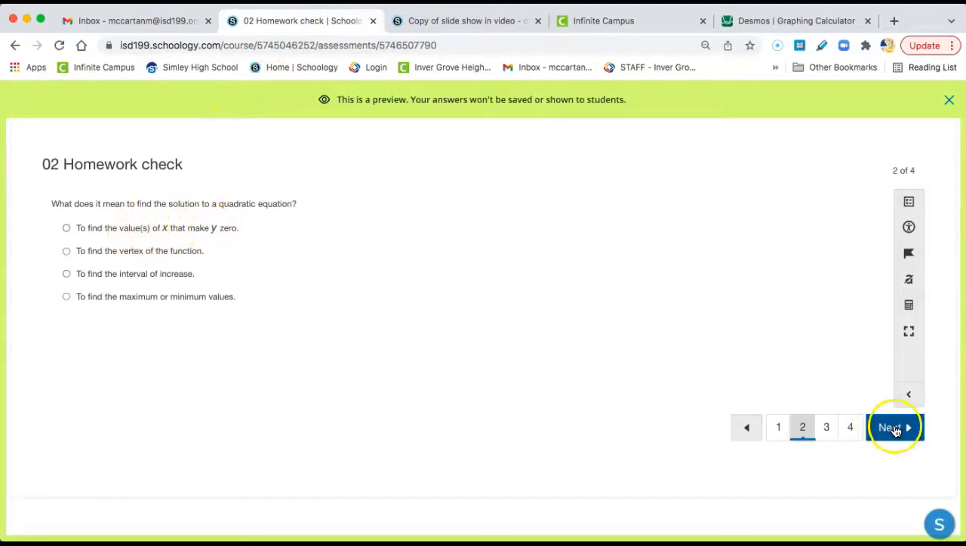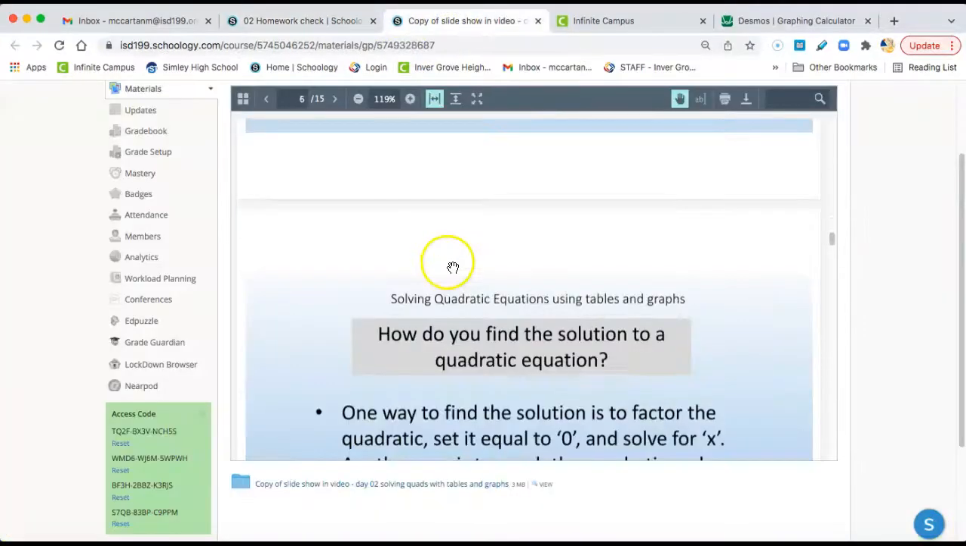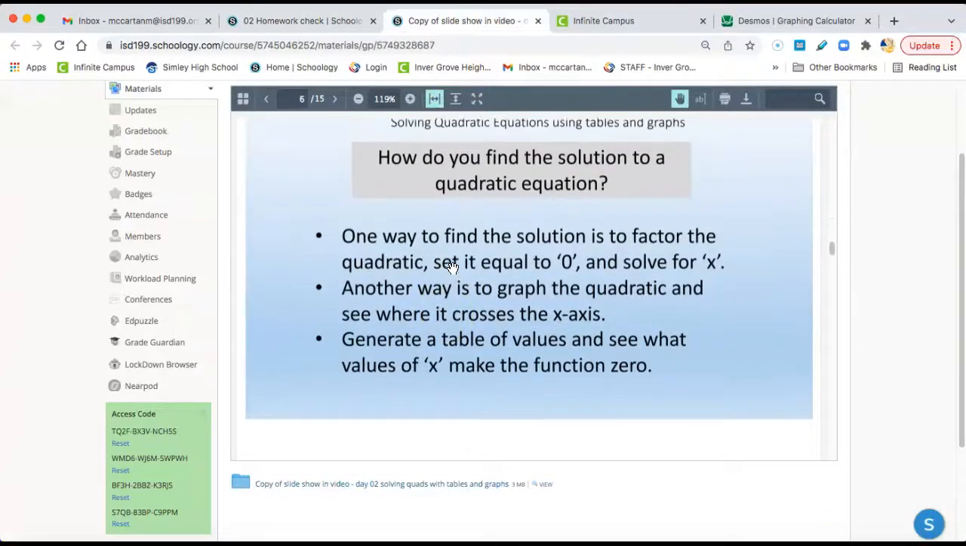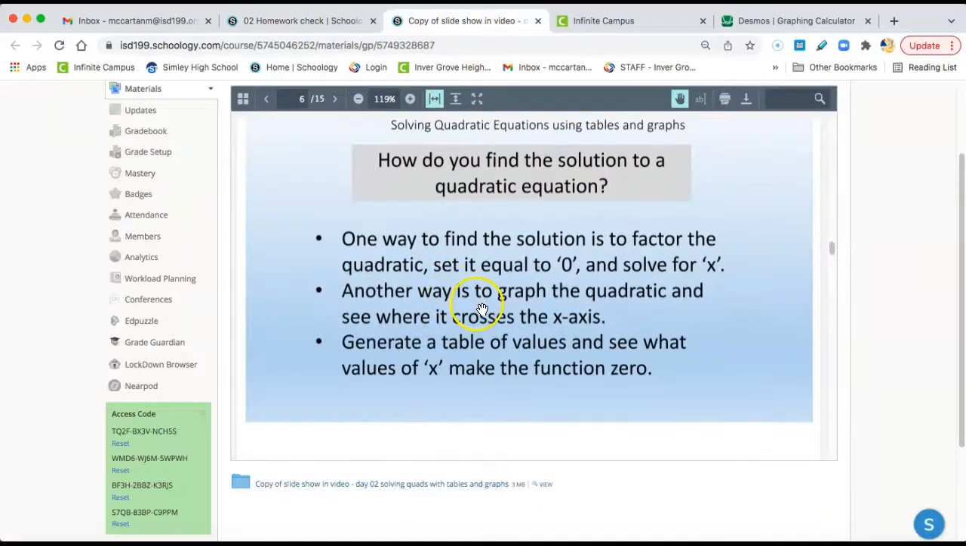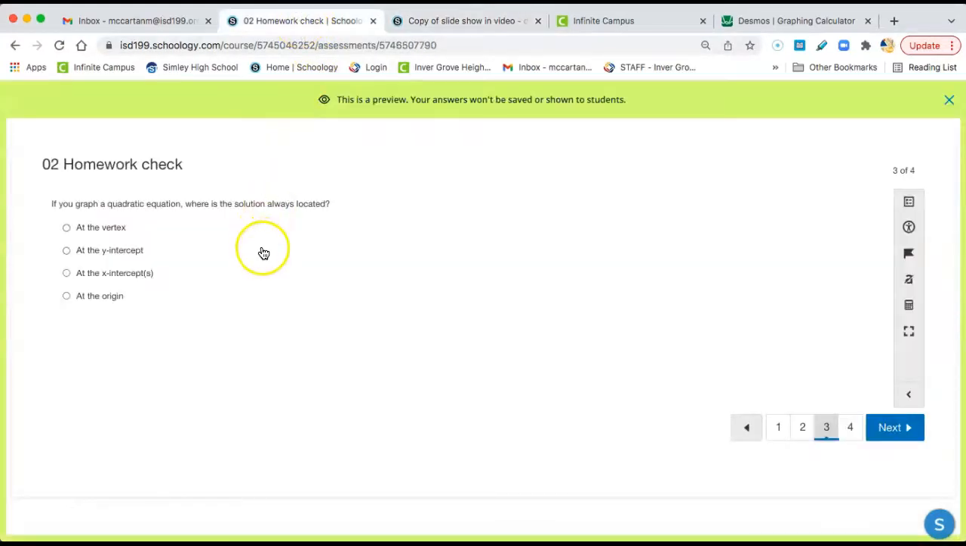If you graph a quadratic equation, where's the solution always located? Again, you can graph it where it crosses or touches the x-axis. Where it crosses or touches the x-axis, that's the solution. The x-intercepts, that's the solution.